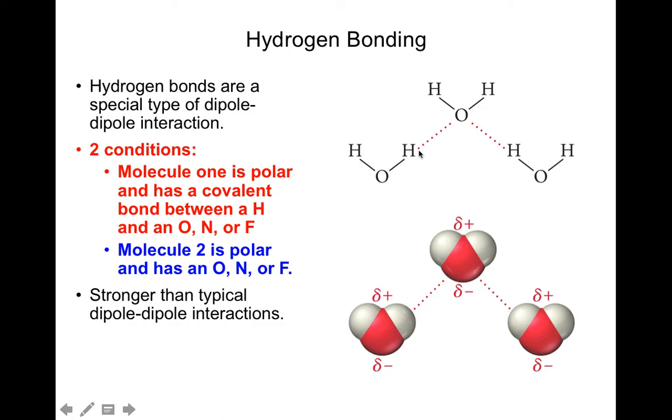So it's got to be polar. If I have a hydrogen directly covalently bonded to an oxygen, nitrogen, or fluorine, then we can have hydrogen bonding. Now, when we have mixtures of different molecules, it's important to note that the second molecule just has to be polar and have an oxygen, a nitrogen, or fluorine. It doesn't have to have a hydrogen connected to the oxygen, nitrogen, or fluorine. So that can be relevant when we start having mixtures.